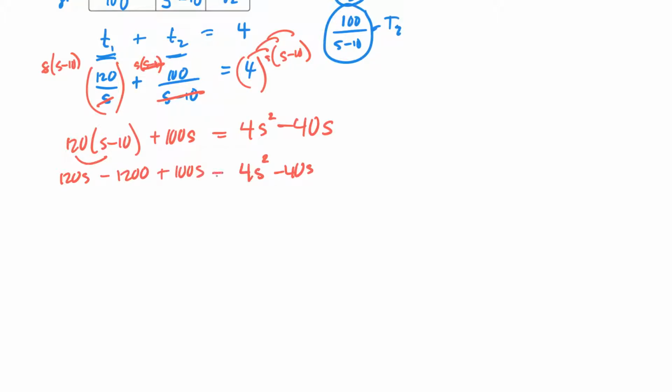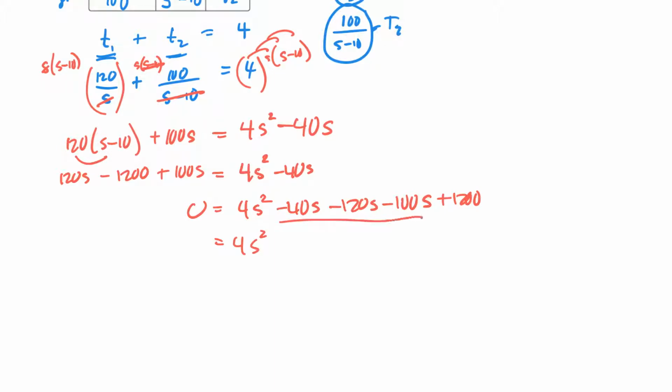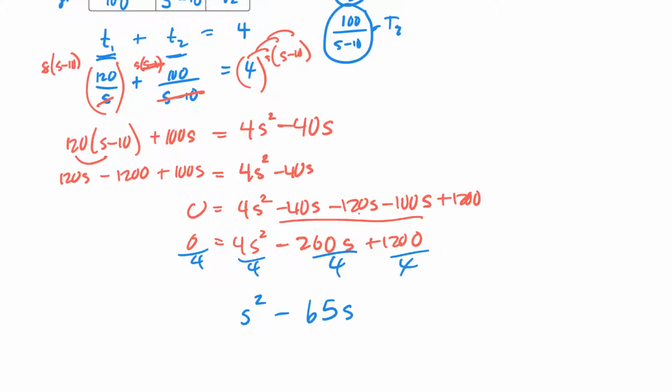Okay, let's bring it all over to the right side. So it'll be 0 equals 4s squared minus 40s minus 120s minus 100s plus 1200. Okay, so 4s squared. Gathering all these together, that'd be minus 160 minus 260, I think. Minus 260s plus 1200 equals 0. Now I can divide everybody by 4. So I'll get s squared minus 65s plus 300 equals 0.